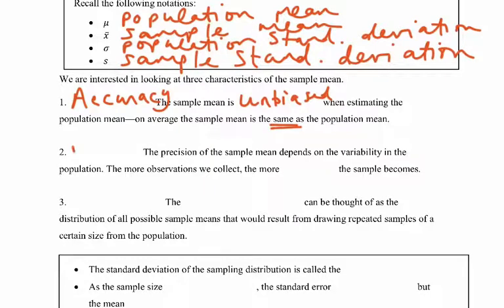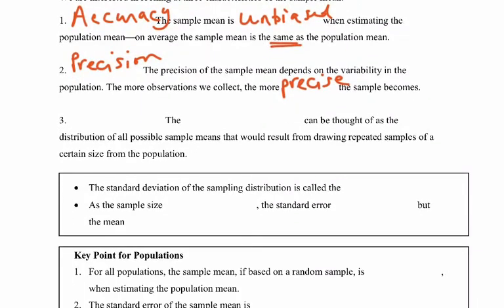We're also interested in talking about the precision. So remember, accuracy and precision when we're doing samples is really important. The precision, remember, depends on how much variability there is from one sample to the next. The larger the sample sizes that you're pulling, the better your precision. So the more observations that we collect, the more precise the sample becomes. And remember, that lowers our standard error. So this is back from chapter 7. Same thing we talked about earlier. The same rules apply. And then finally, we're interested in looking at the distribution.